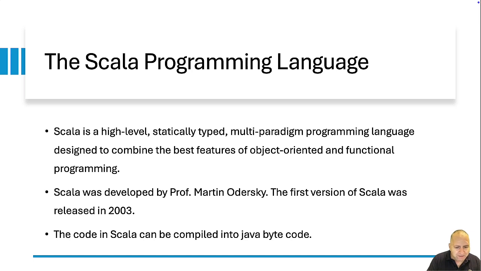Scala is a high-level, statically typed, multi-paradigm programming language that was developed by Professor Martin Odersky from EPFL in Switzerland. The first version of Scala was released in 2003. The code we write in Scala can be compiled into Java bytecode, which makes it very simple taking code in Scala, code in Java, and putting the two together. Based on my experience, usually it works great.